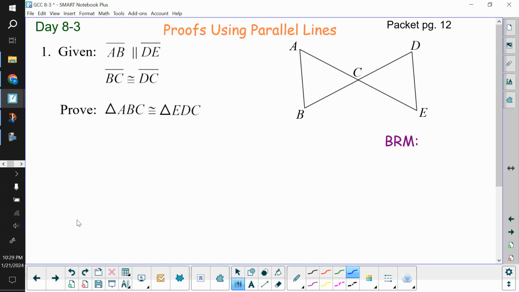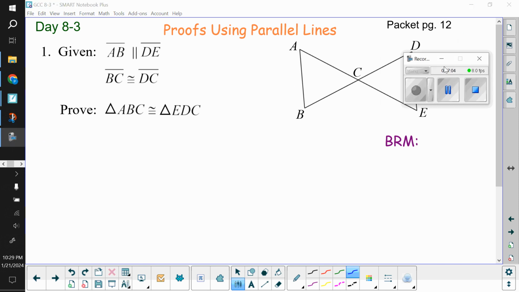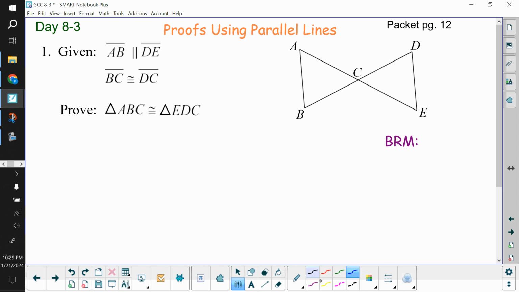All right, we're going to be starting on page 12 in the packet. Now notice it says BRM there, but we're not going to be doing the basic rigid motions this unit because we already did a whole bunch of them last unit, and it's all pretty similar, those basic rigid motions. So again, we won't be doing the basic rigid motions that's listed there. So you can just ignore those. I can't remember if it's on the homework ones or not, but you can just ignore them. So we'll go ahead and do our statements, reasons, and givens.